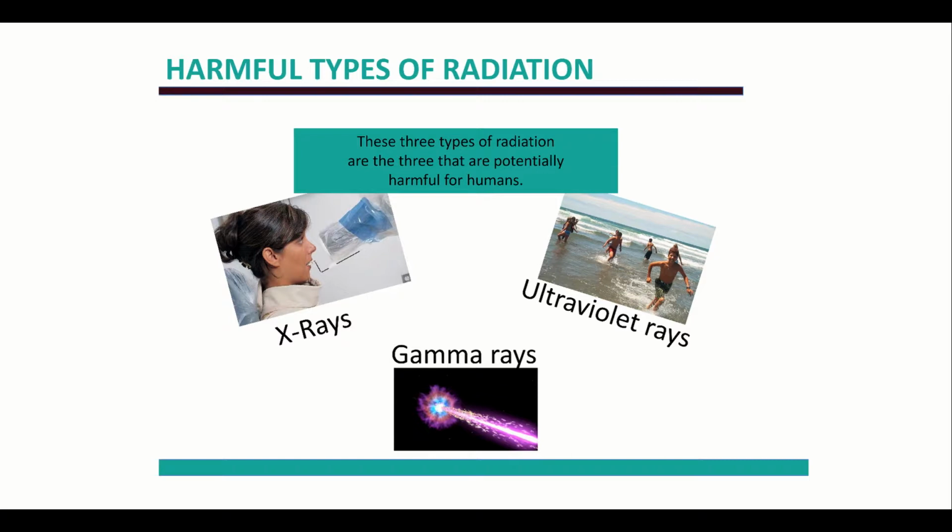There are three harmful types of radiation. These three types of radiation are the three that are potentially harmful to human beings: X-rays, ultraviolet rays, and gamma rays. We come in contact with X-rays whenever we go to the dentist or have an X-ray done for some medical reason. Ultraviolet rays, of course, from the sun, we come in contact with all the time. Gamma rays are the most harmful rays, and hopefully we don't come in contact with those because those are super harmful.